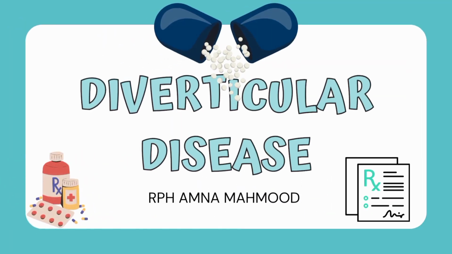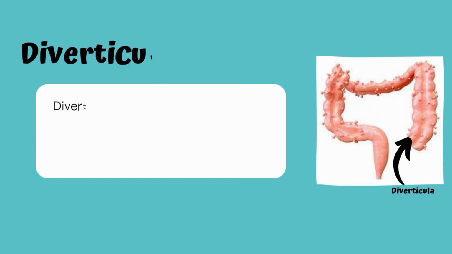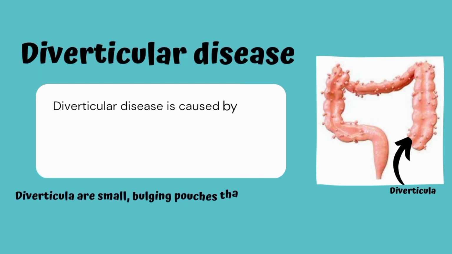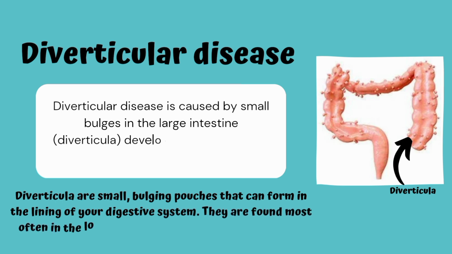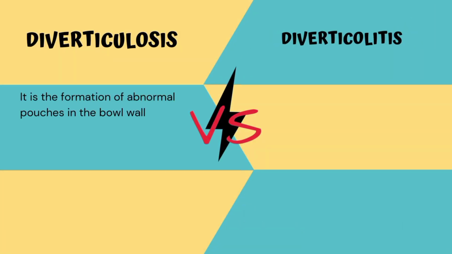Our topic of today's video is diverticular disease, and my name is Amna Mahmood and I'm a registered pharmacist. Let's get started. Diverticular disease is a bowel disorder and it normally affects your large intestine. Diverticular disease is caused by small bulges in the large intestine, known as diverticula, developing and becoming inflamed. As you can see in the diagram, these small bulging pouches are known as diverticula.